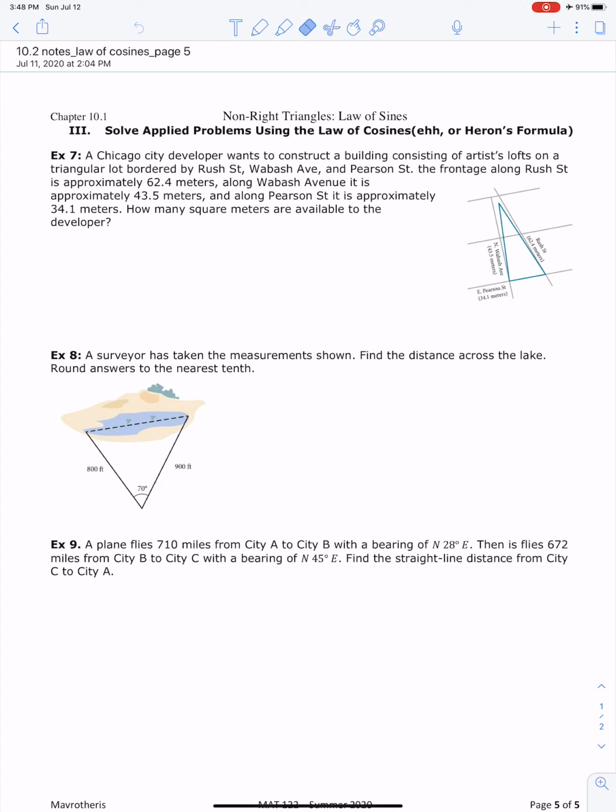10.2 notes, law of cosines. This is page 5. So everything on this page is an application problem. So let's just dive right in.